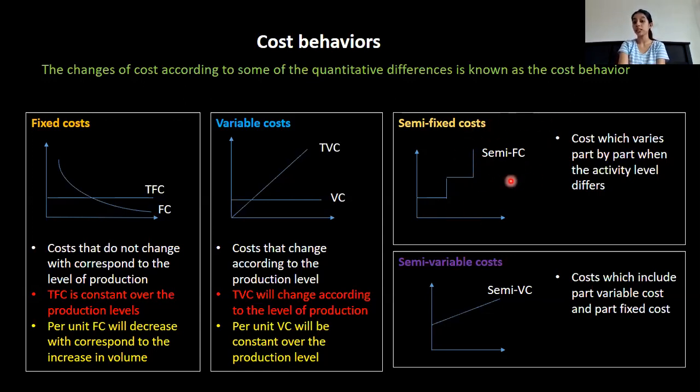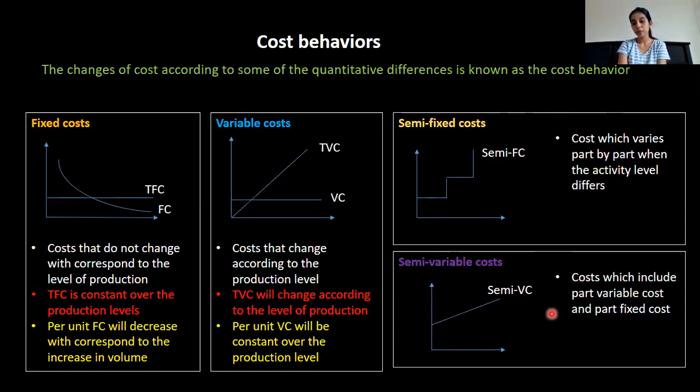We also call this step cost, step fixed cost. So the cost which varies part by part when the activity level differs. For example, you can take that electricity bill scenario that we discussed here.